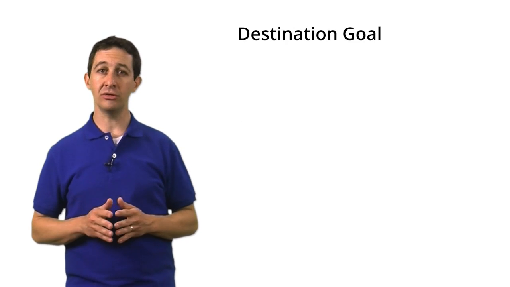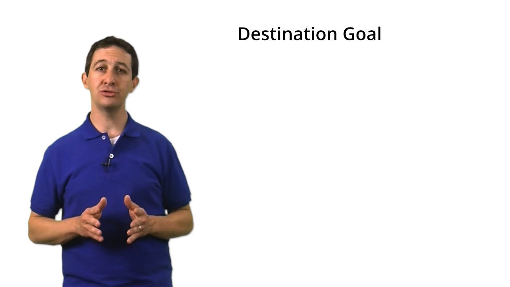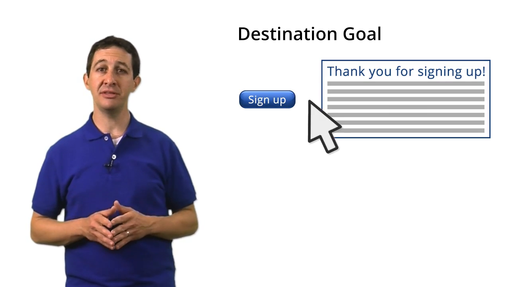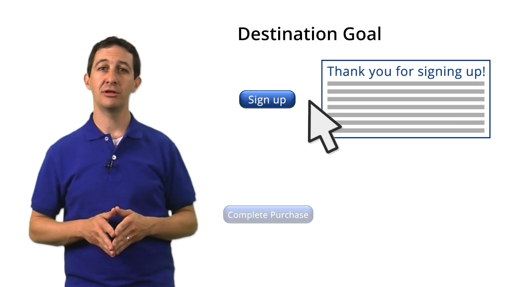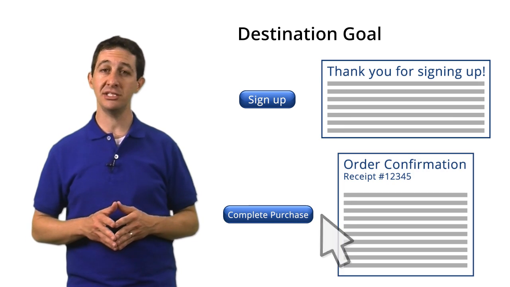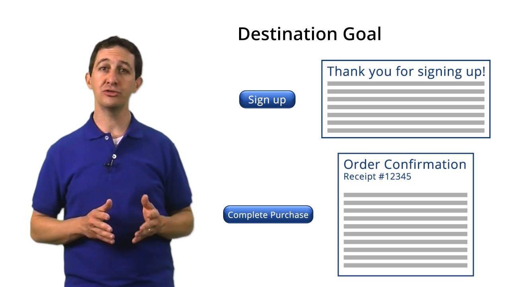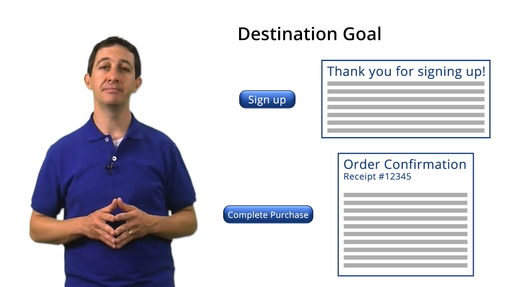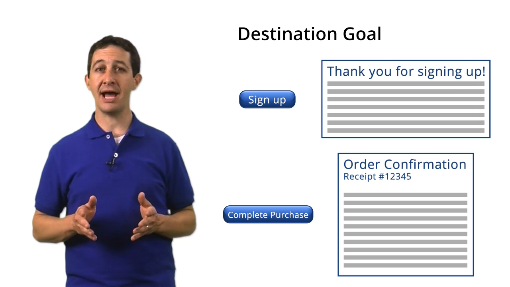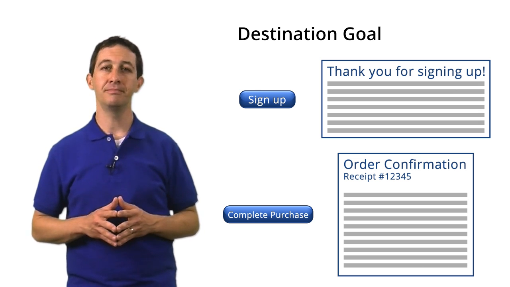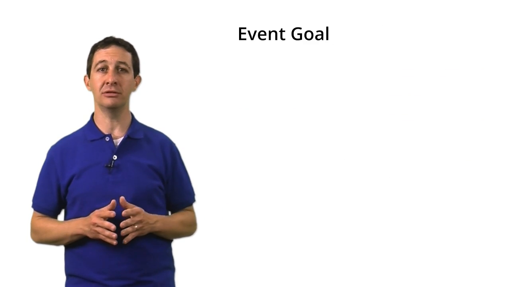A destination goal is a page on your website that users see when they complete an activity. For an account sign-up, this might be the "Thank you for signing up" page. For a purchase, this might be a receipt page. A destination goal triggers a conversion when a user views the page you've specified. If you're setting up a goal for an app, you'd set up a screen view goal rather than a destination goal.